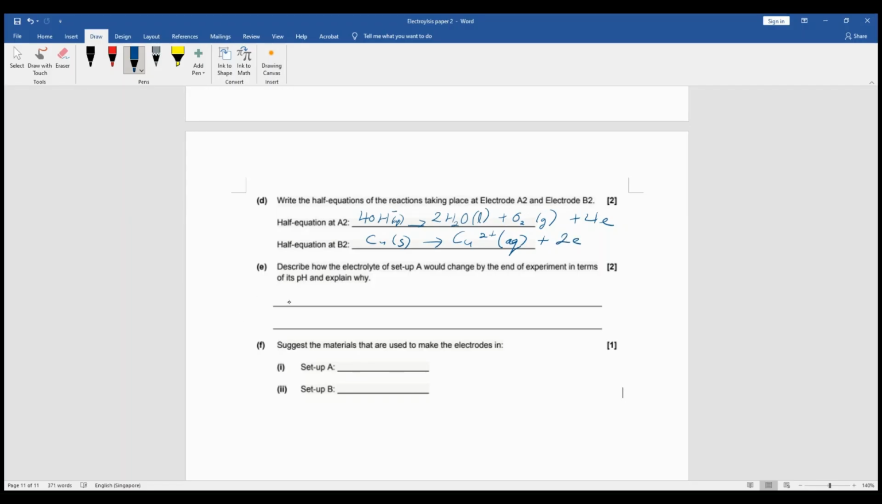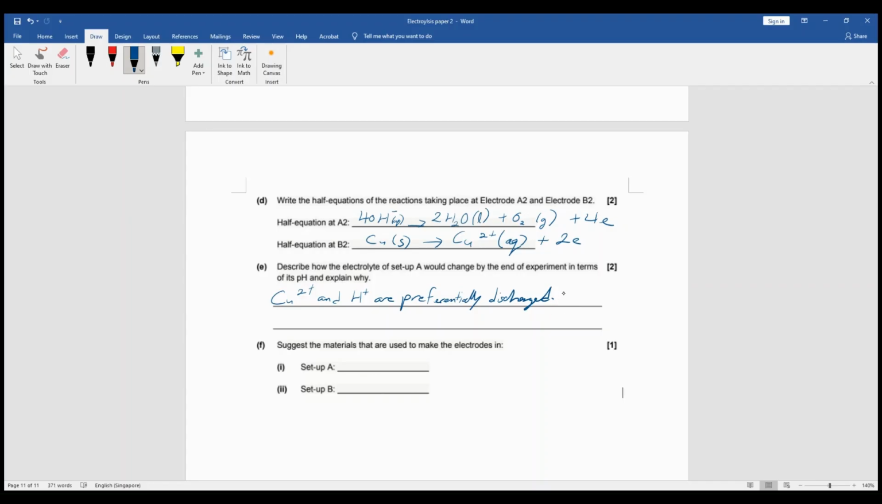Describe how the electrolyte of set A would change by end of experiment in terms of its pH and why. Okay, how the electrolyte would change. A is the one that has inert electrode. So I would say that Cu2+ and OH- are, I don't like this word, but I have to write a very long word, preferentially discharged or selectively discharged, leaving behind H+.